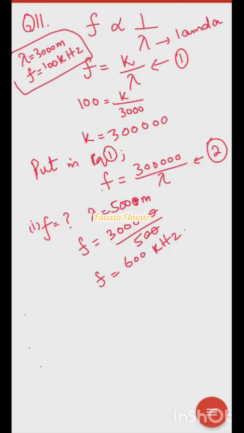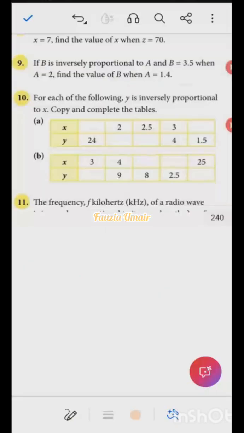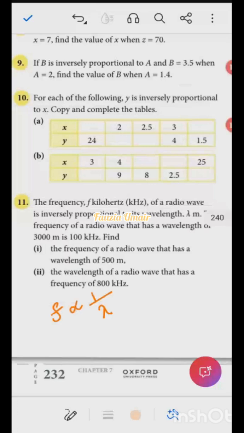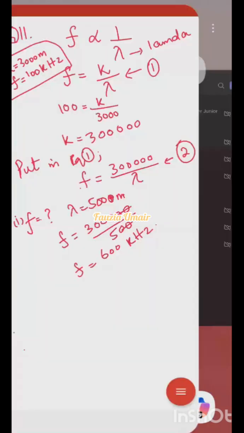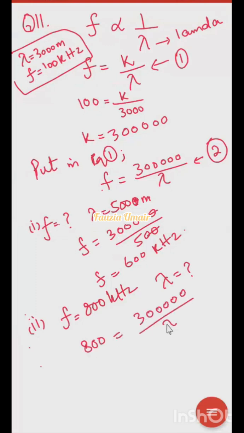Now the second part would also be solved in a similar way. The second part is the wavelength that has a frequency of 800 kilohertz. So this time frequency is given to you for the second part of this question. Frequency is 800 kilohertz, and you need to find out lambda, the wavelength. So we will use equation number 2: 800 is equal to 300,000 divided by lambda. So lambda is equal to 300,000 divided by 800. Cancel these two zeros, so it would be 3000 by 8.